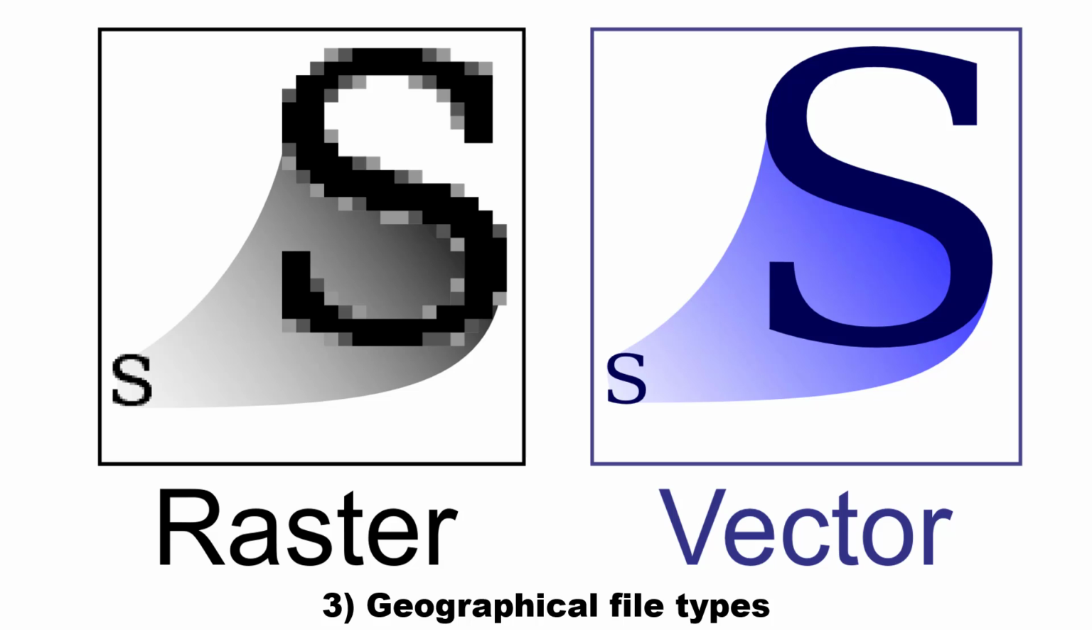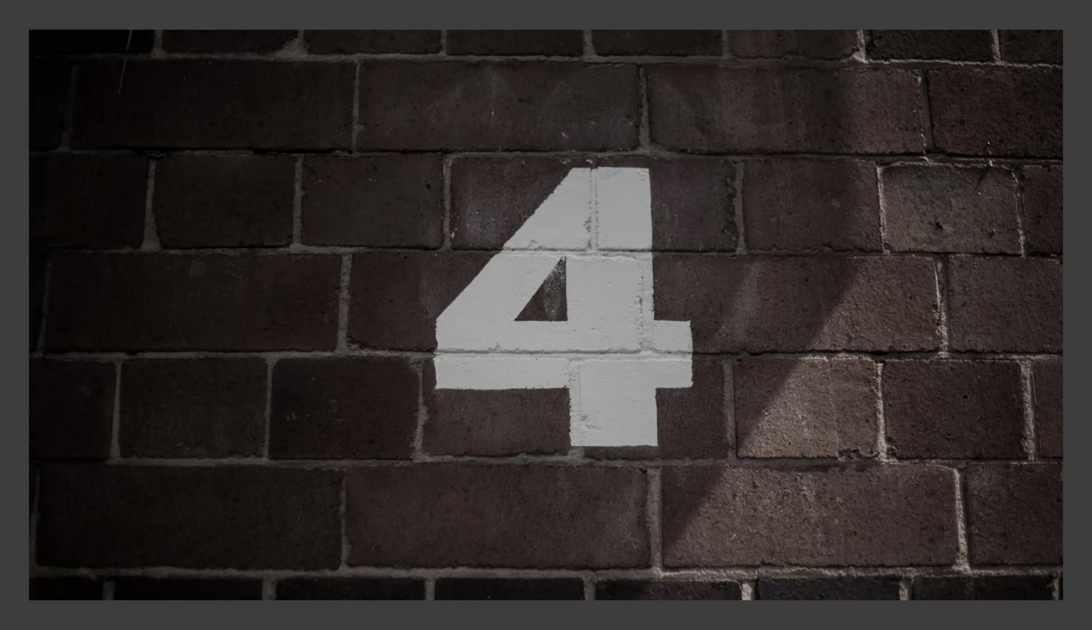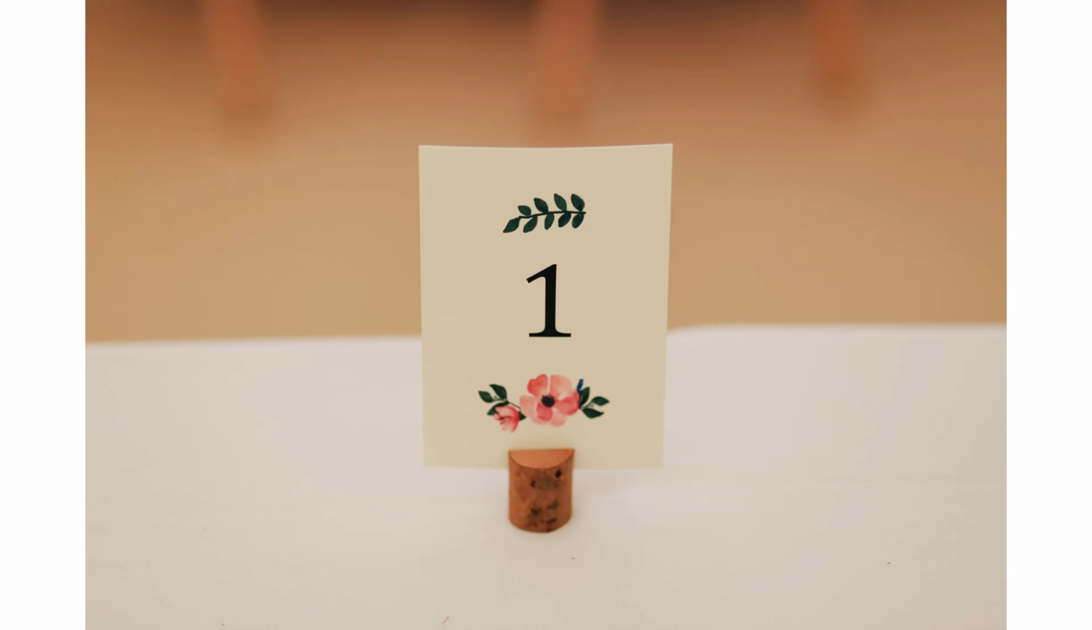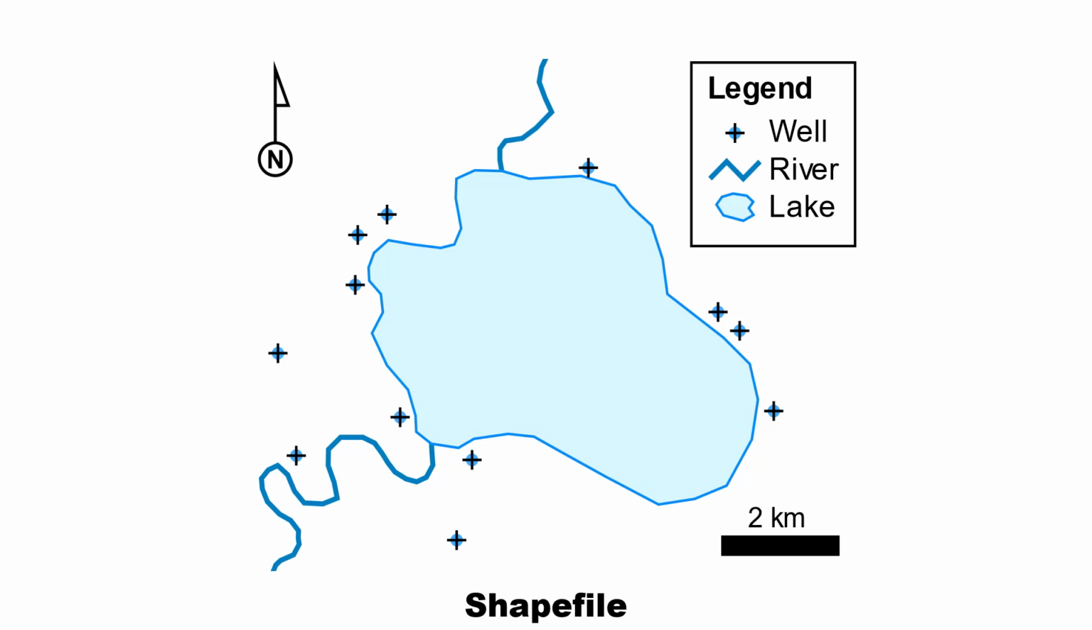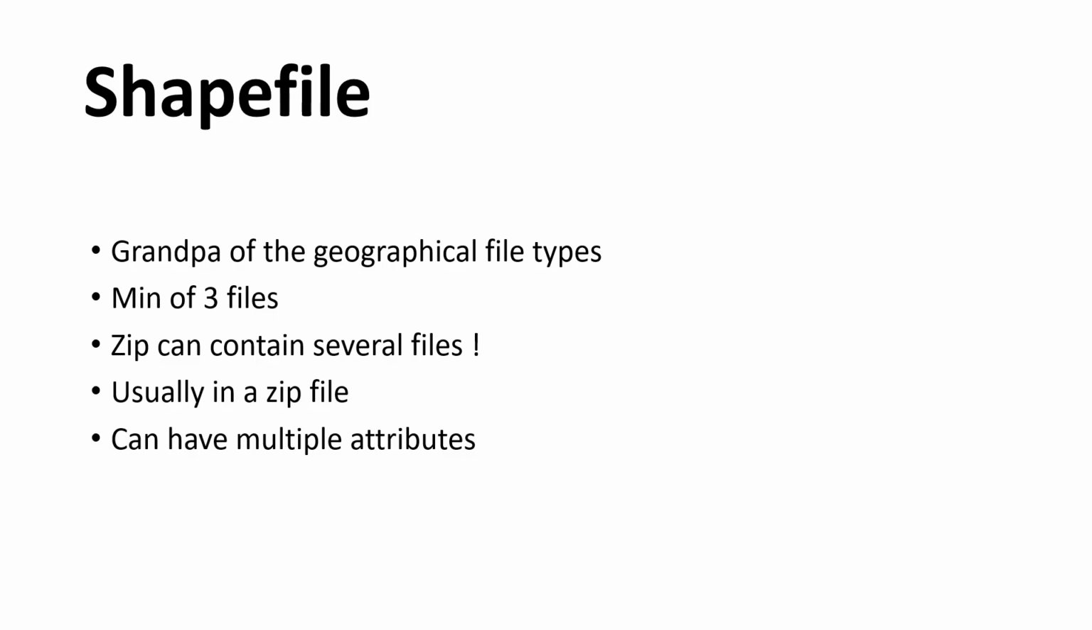Now, the other thing I want to quickly talk about is geographical file types. Just very quickly, there are four different ones I'm going to mention today, because there are four different types we're going to work with as part of this demonstration. The first one is a shapefile. If any of you have ever worked with maps, you've probably come across shapefiles. It's the oldest geographical file type. It usually comes in a zip file and can contain a minimum of three files, sometimes up to six or seven.